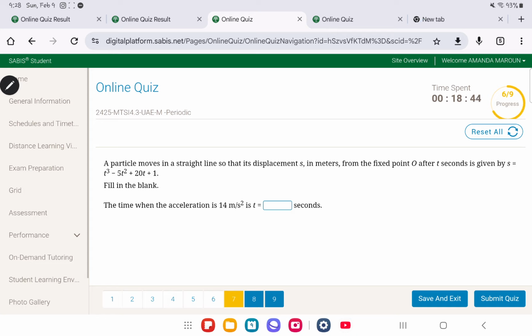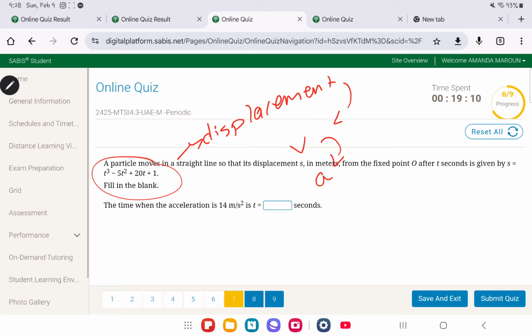A particle moves in a straight line so that its displacement s in meters from the fixed point O after t seconds is given by s equals t to the power of 3 minus 5t squared plus 20t plus 1. The time when the acceleration is 14 meters per second squared is... Okay, now this is just a reverse equation. We are given the displacement, and we know to find the acceleration from the displacement, we need to find velocity first. Then we need to do the derivative again to get the acceleration.